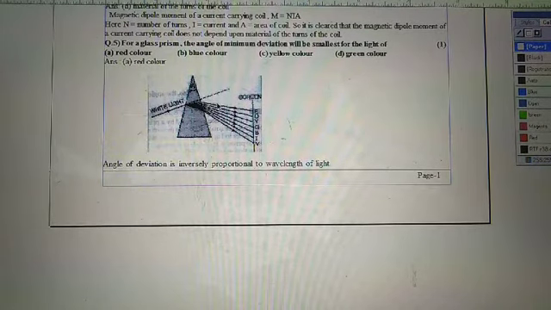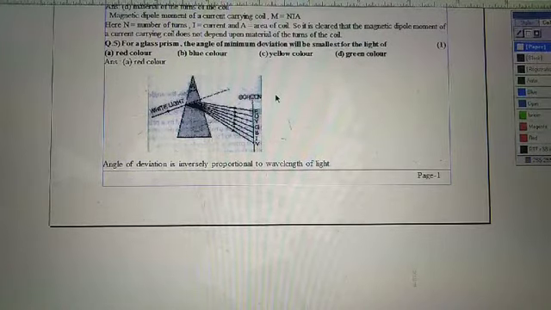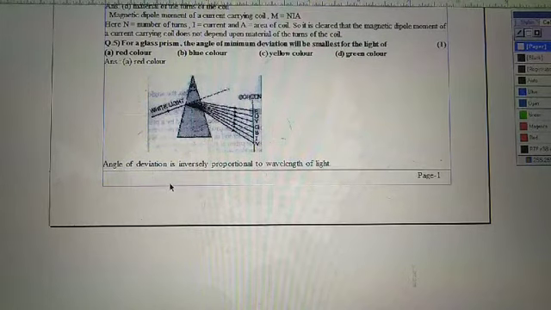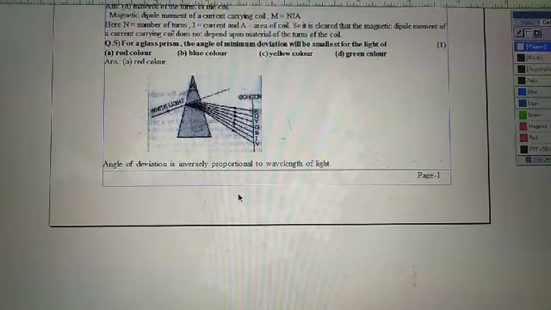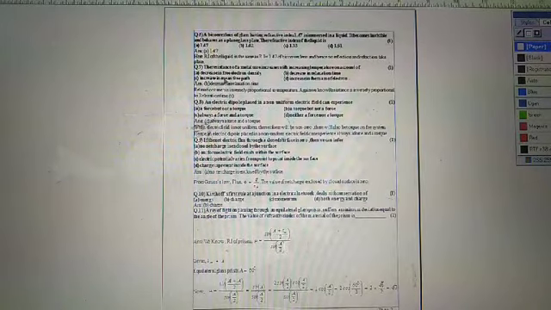For a glass prism, the angle of minimum deviation will be smallest for the light of option A, red color, option B, blue color, option C, yellow color, option D, green color. The right option is red color. How? We know that angle of deviation is inversely proportional to wavelength. Red color has maximum wavelength, so it definitely possesses the minimum angle of deviation. So option A, that is red color.